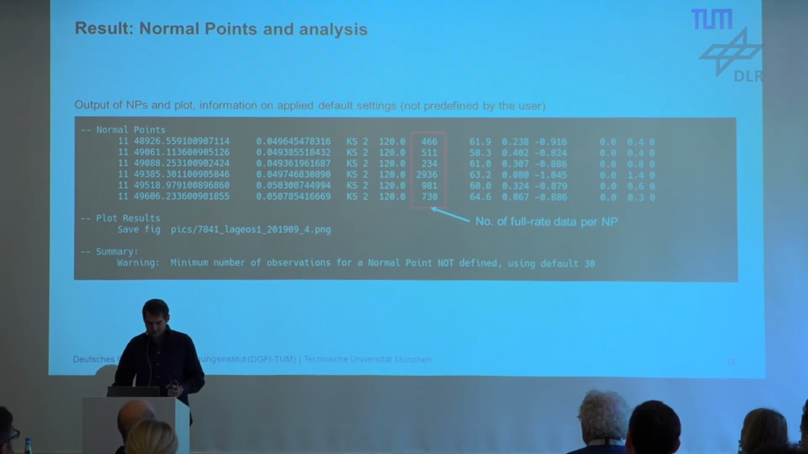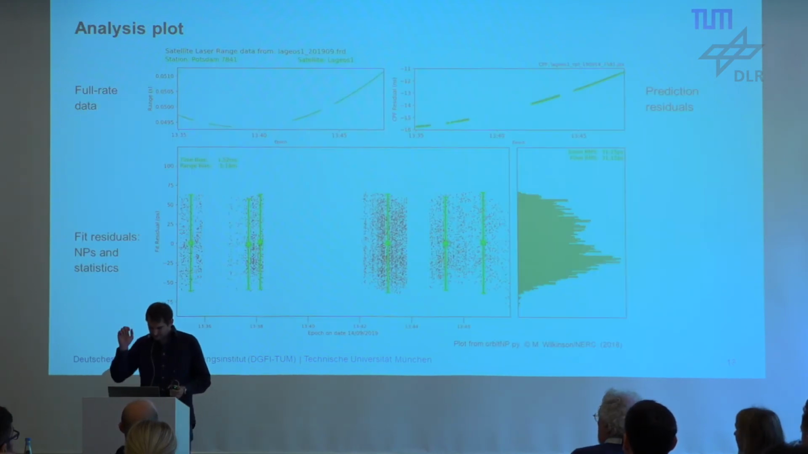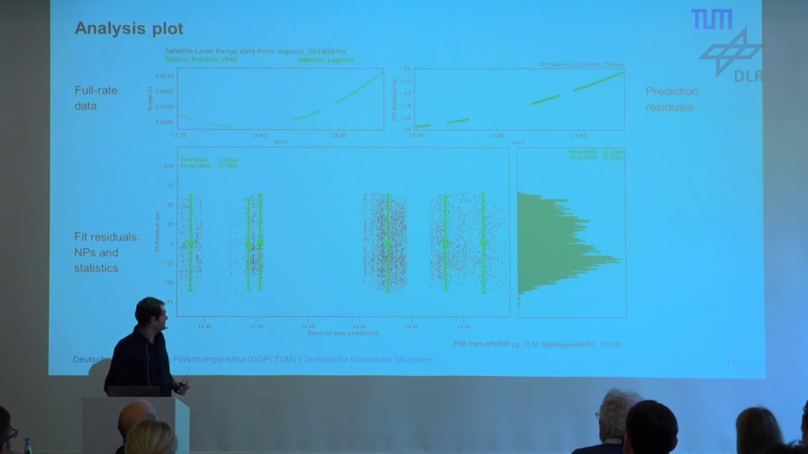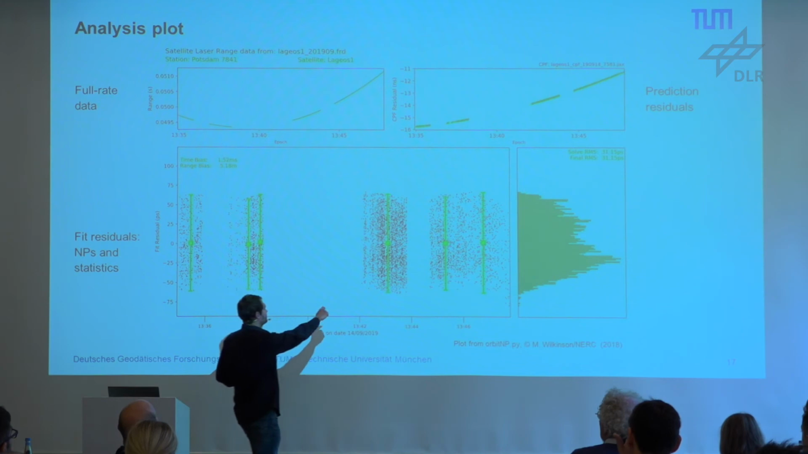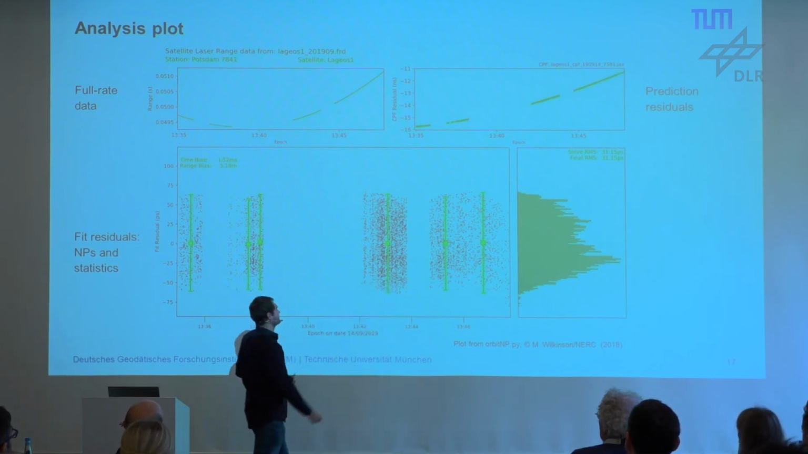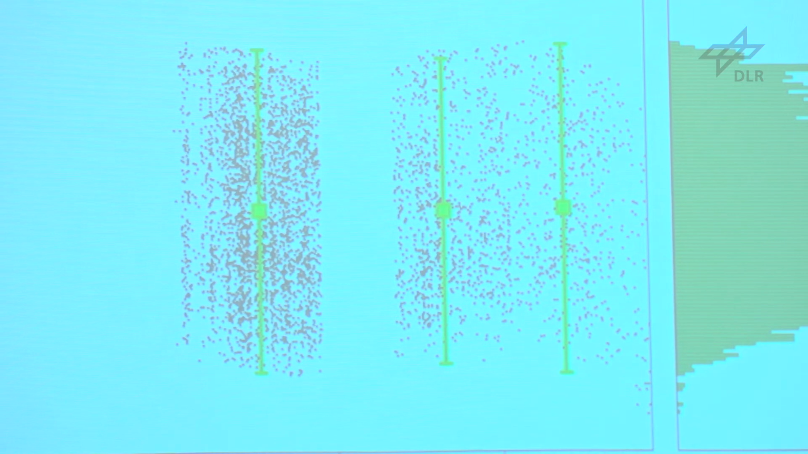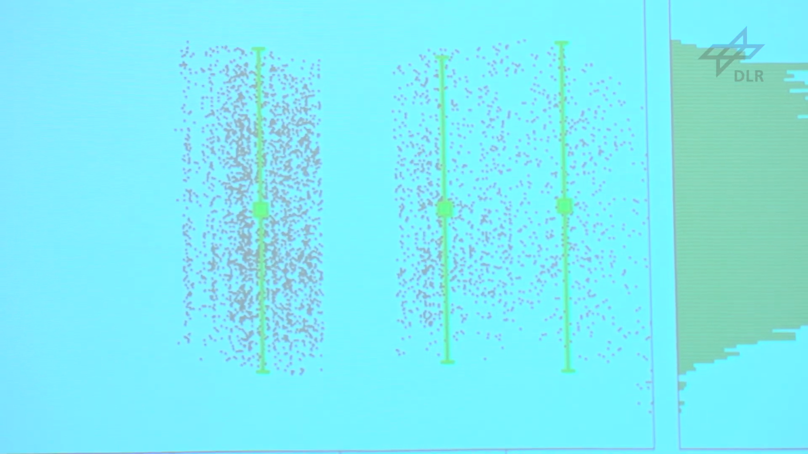And keep in mind maybe the 4th normal point with this large number, 2,900 full rate data points, because now we go to the plot, which is coming out in the end. And there you can also see the 4th normal point contains the largest amount of data. So these 2,900 black dots from the full rate file now form this one green normal point.